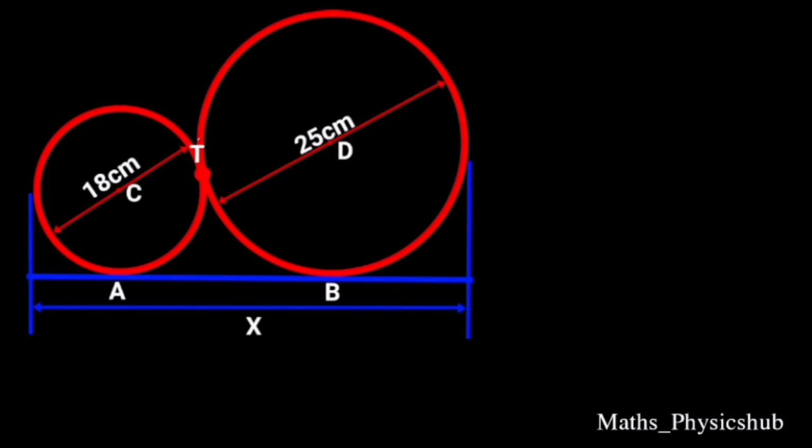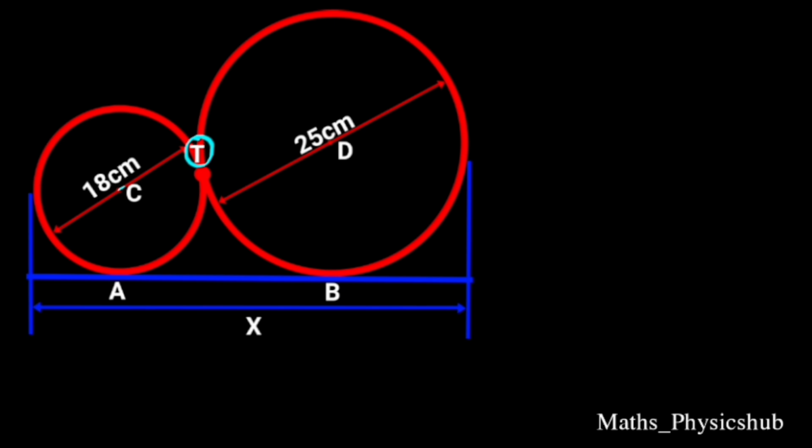This diagram shows two circles with centers C and D, touching externally at point T. If both circles have a common tangent AB, and the diameters of the circles are 18 centimeters and 25 centimeters, find the distance indicated by letter X.